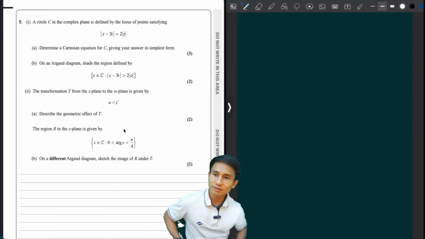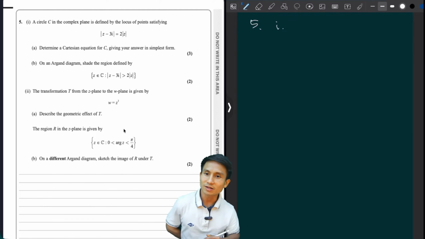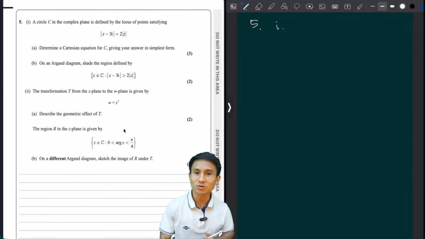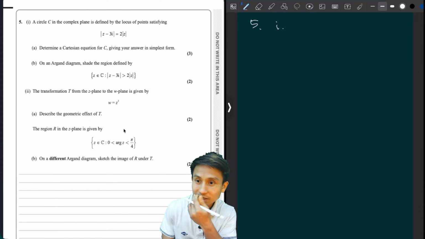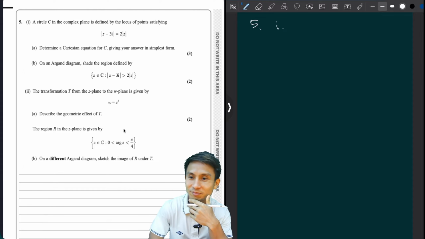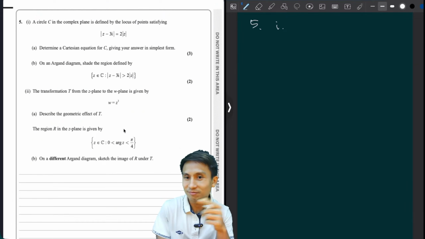Question 5. Part I. A circle C in the complex plane is defined by the locus of points satisfying that. Alright. A, determine a Cartesian equation for C, giving your answer in simplest form. Right. Well, this is the modulus of the complex number, right?